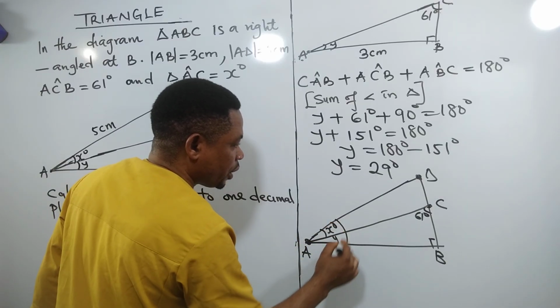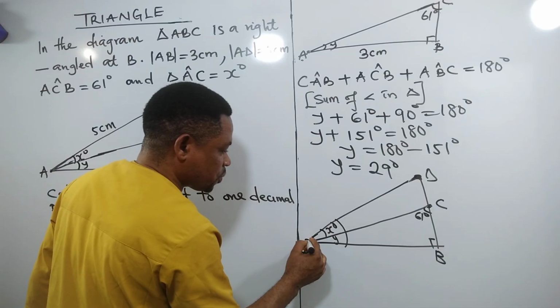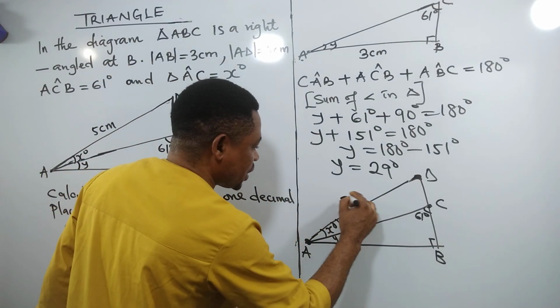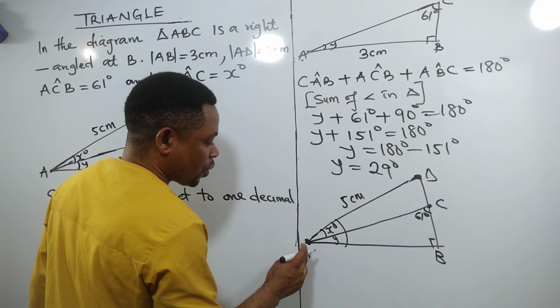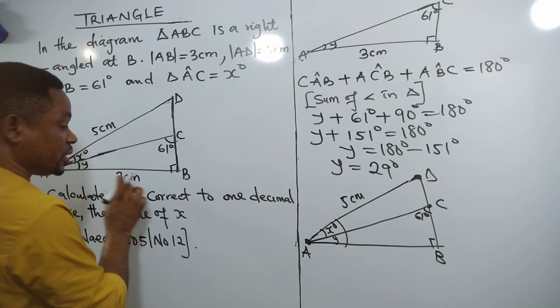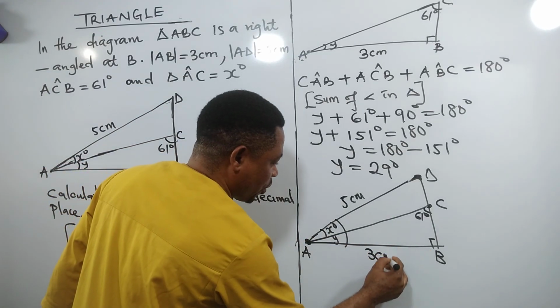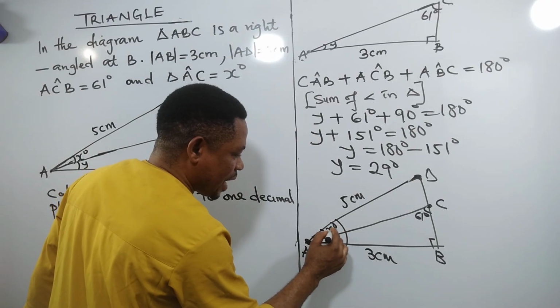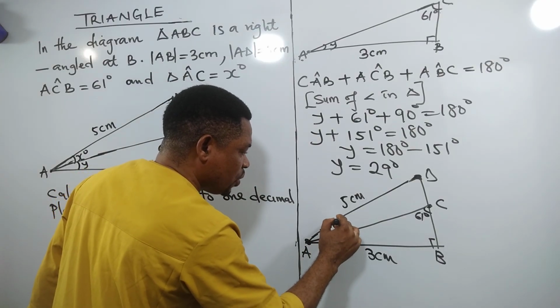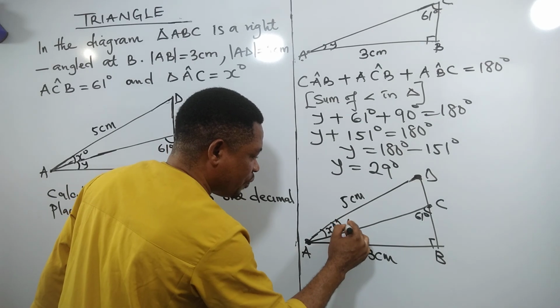Then what do we do? Remember that from this point to this point is already known. What is it? 5 centimeters. While from A to B is given. What is it? 3 centimeters. Now, I don't know this X, but for me to know this X, let me go the angle from here to here. Let's call everything theta.